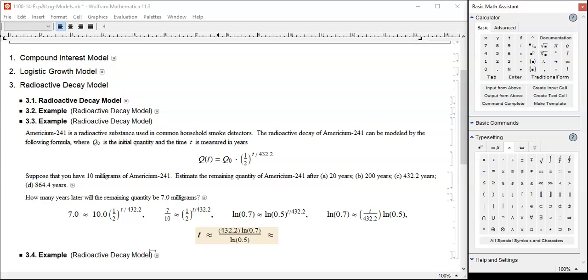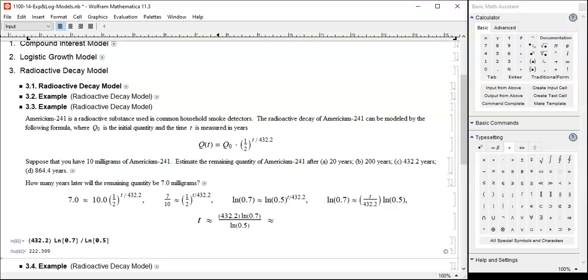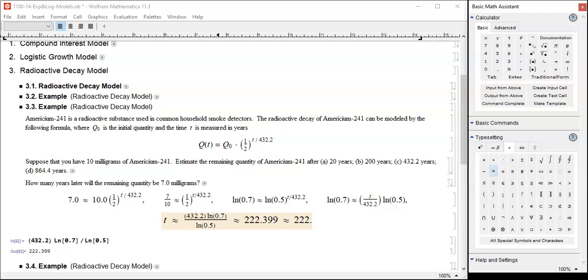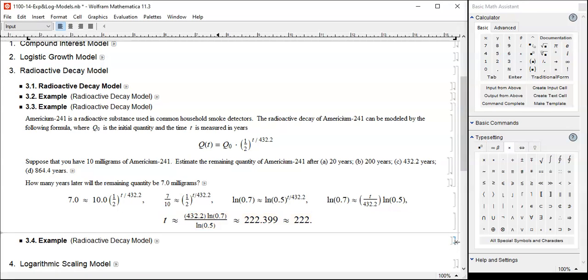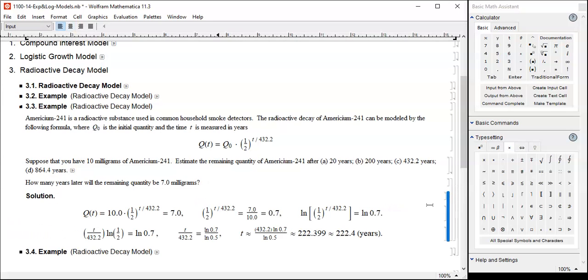So what do we have here? 432.2 log of 0.7 over log of 0.5. Punch your calculator and do your own computation and check. And I'm getting 223.4 approximately speaking. 223 years, approximately speaking. Did you get the same thing too? Let me check. Yeah.